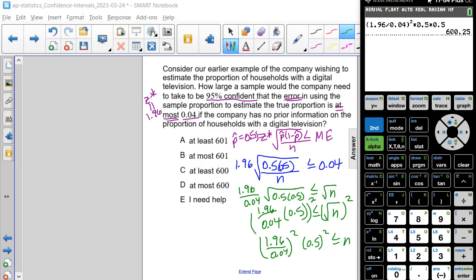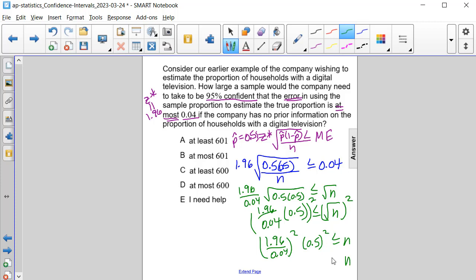And if we substitute this into a calculator, we'll end up getting 600.25, so n is greater than or equal to 600.25. So the at most is definitely not correct, because n has to be greater than or equal to. That means at least. But now the question is, does 600 work or do we have to go to 601?